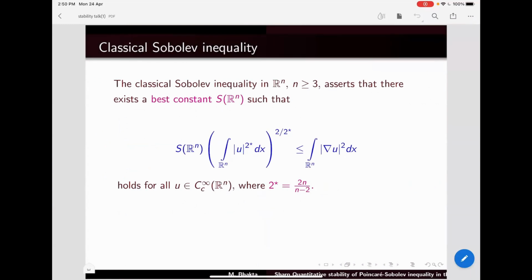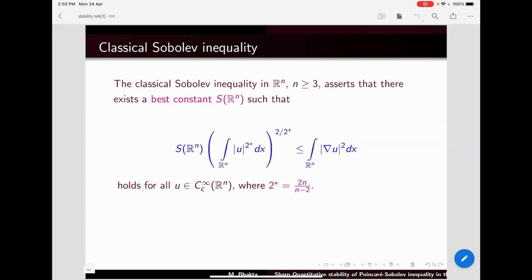So this is the classical Sobolev inequality, which many of us are very much familiar with. It says that if we take any C infinity function with compact support, then we can control the L2 star norm. 2 star is 2n by n minus 2, where n is the dimension of the Euclidean space. So we can control the L2 star norm by the L2 norm of the gradient. This is the classical Sobolev inequality.